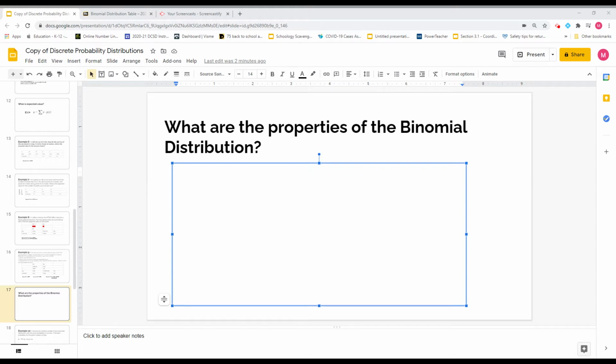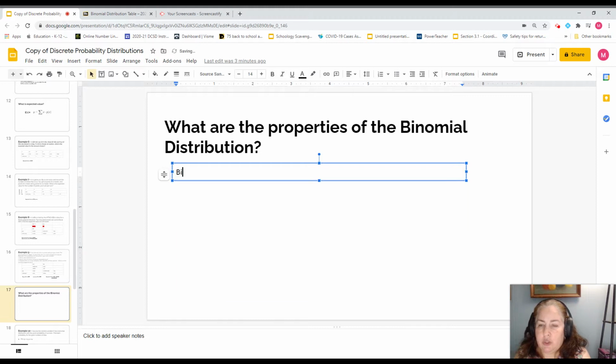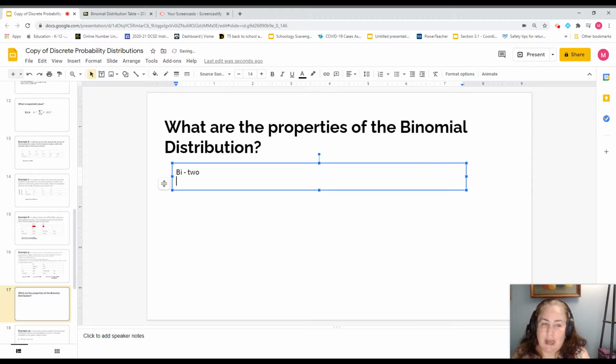When you do the binomial distribution, what can happen? What does the prefix bi mean? Well, the prefix bi means two. So two things can happen in the binomial distribution. That's like the first property. The first property is that you have what we call a failure and a success.